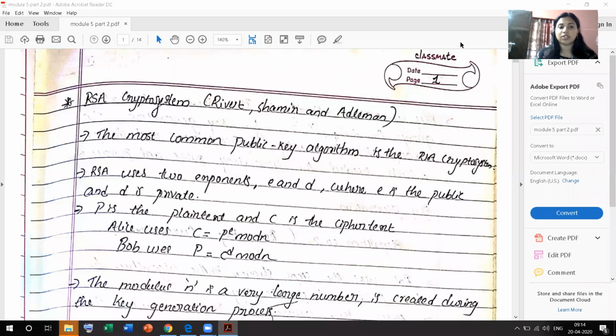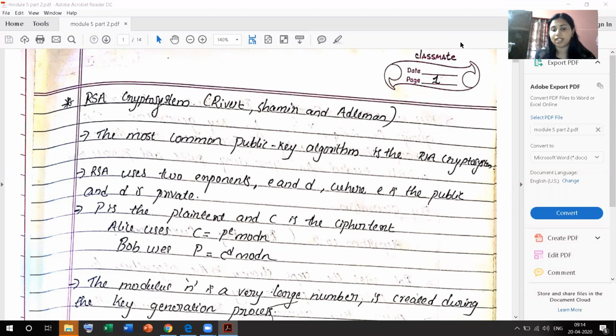Hi, today I'm going to discuss the topic RSA crypto system. RSA is named after Rivest, Shamir and Adleman, who invented the RSA crypto system, hence the name RSA. The most common public key algorithm is the RSA crypto system. We have public key algorithms like elliptic curve, digital signature algorithm, Diffie-Hellman and RSA. In our syllabus, we have details about the RSA crypto system.